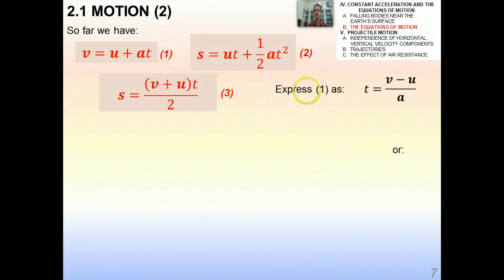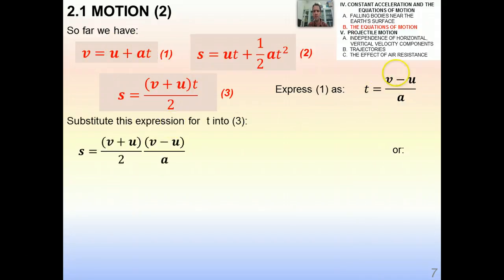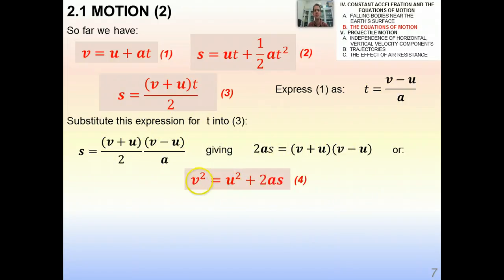And what I'm going to do to get the fourth one is express number 1, rearrange it and solve for t, and substitute this expression for t into the third equation. Okay, here's my (v minus u) over a right here, giving 2as equals (v plus u) times (v minus u), or in other words, v squared equals u squared plus 2as. That's number 4.